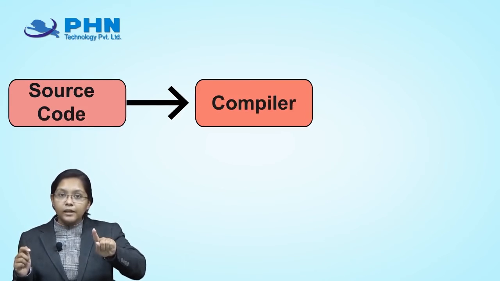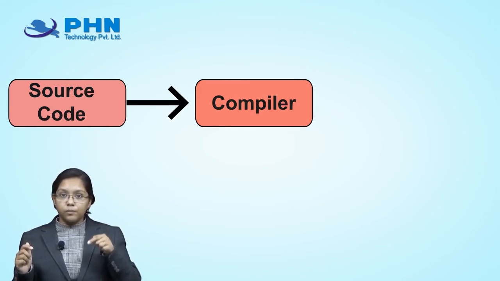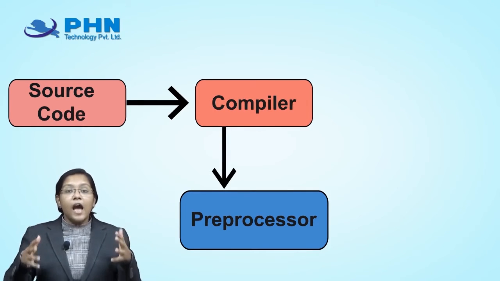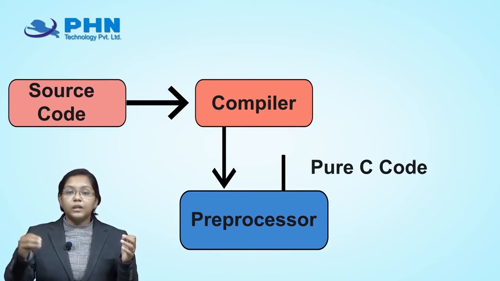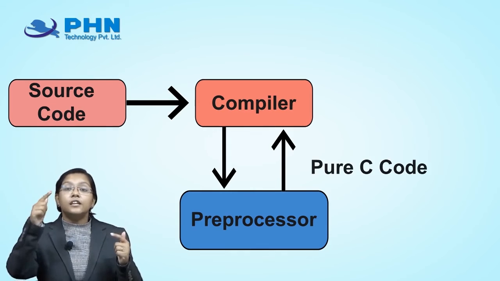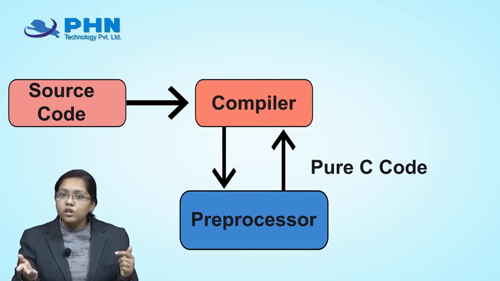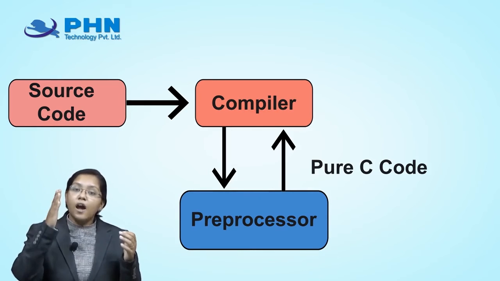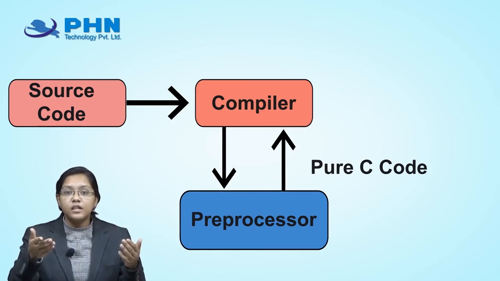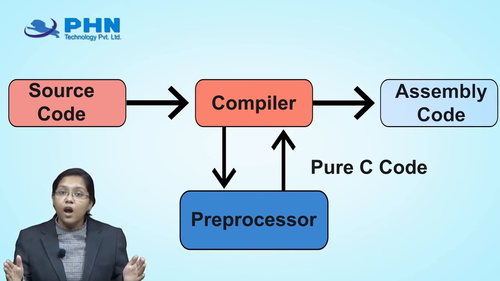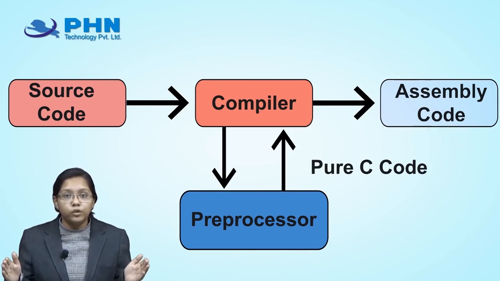So the process is: source code goes to the compiler, then to the preprocessor, and the preprocessor does all this work and gives the pure C code. That pure C code passes again to the compiler. Now the compiler has the pure C code, which makes it easy to compile, and finally it gives the assembly code, and this is how we get our final output.